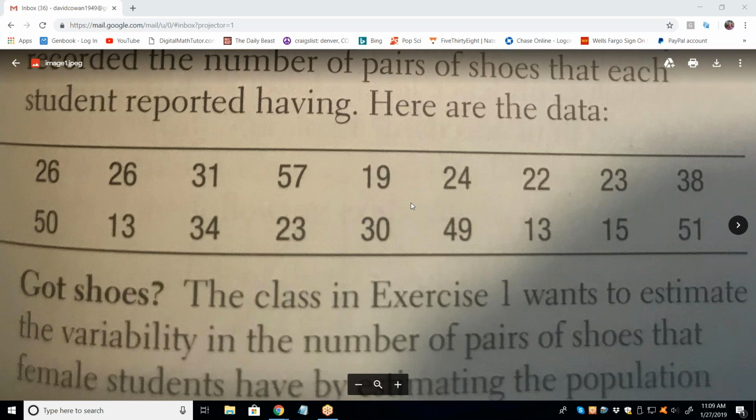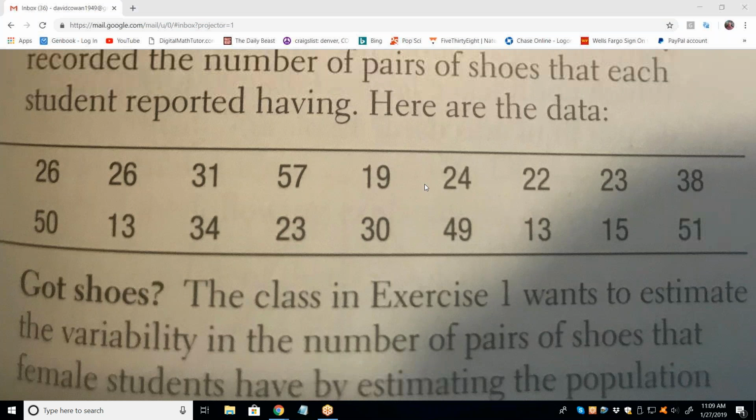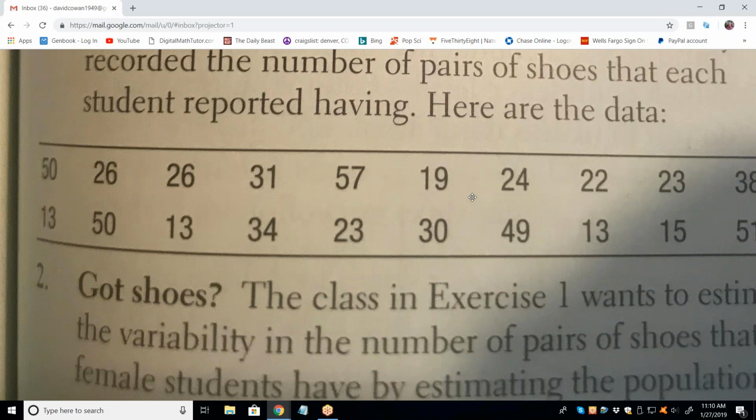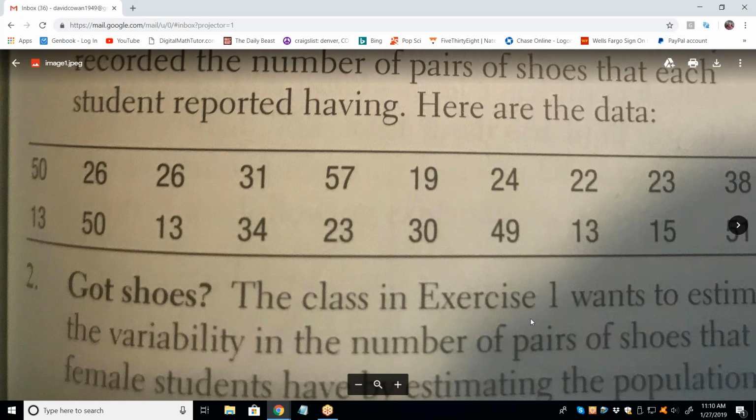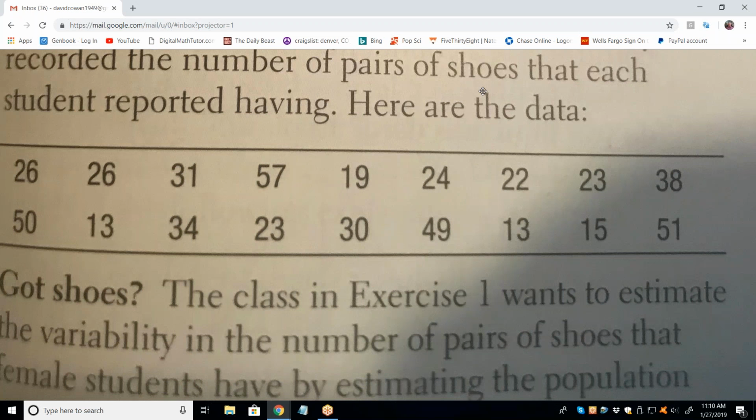So if you fed these 20 numbers into your calculator, and then you do a single variable statistic, it will give you the mean and the standard deviation. And that standard deviation is basically what they're asking about here. Let's see, I think I've got to go to the next screen. Here, let me just go this way.